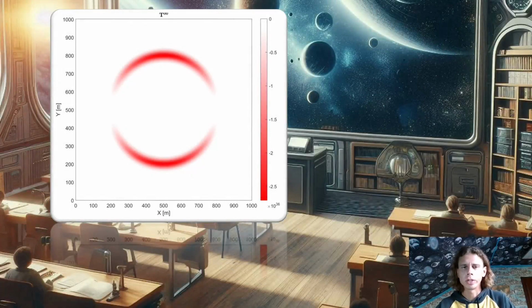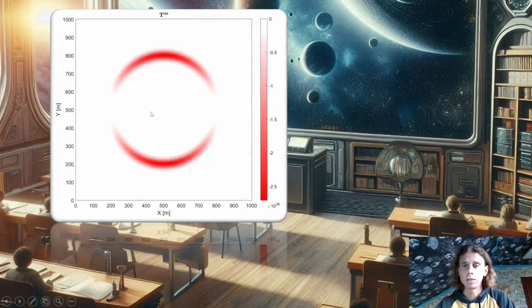I also need to stress that our ship in this case moves in the X direction from left to right, and also that our ship is located here in the middle, so this matter is around our ship in this bubble.